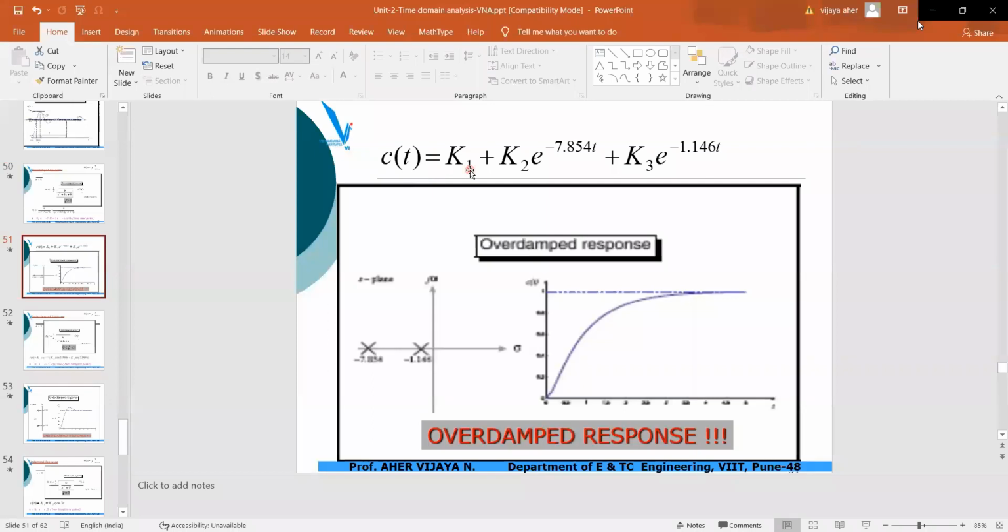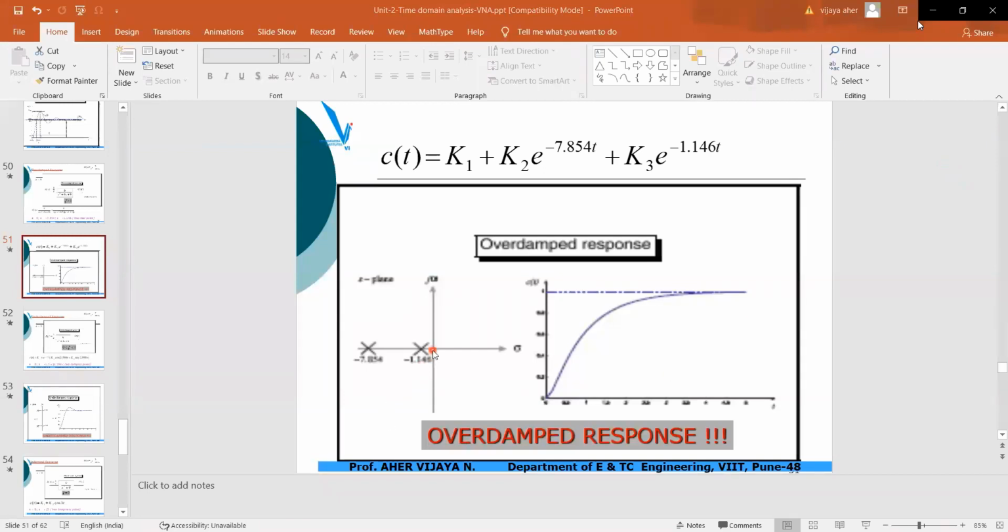c of t is equal to k1 first constant plus k2 into e raised to the power minus 7.854 t plus k3 third constant into e raised to the power minus 1.146 t. So this is the equation you will get after taking inverse Laplace of c of s. Okay, that you have to do. You have to do it. No other option.